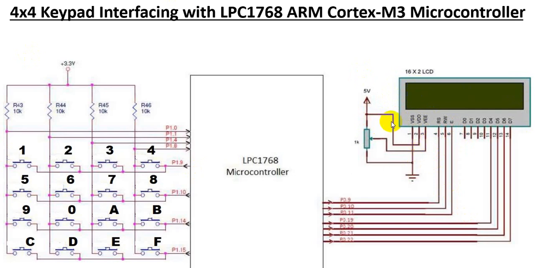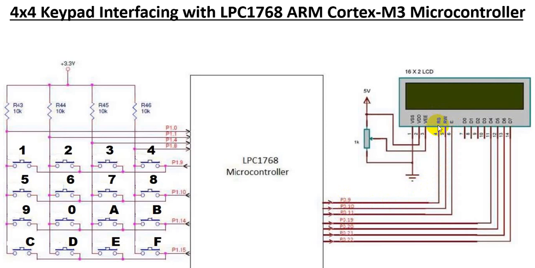wherein VSS is connected to ground, VDD is connected to 5 volts, and VEE is connected to a 1K pot. So basically with this you can control the brightness of this LCD. Then we have 3 control lines: RS, R/W and enable, and these are connected to port 0.9, 0.10 and 0.11.